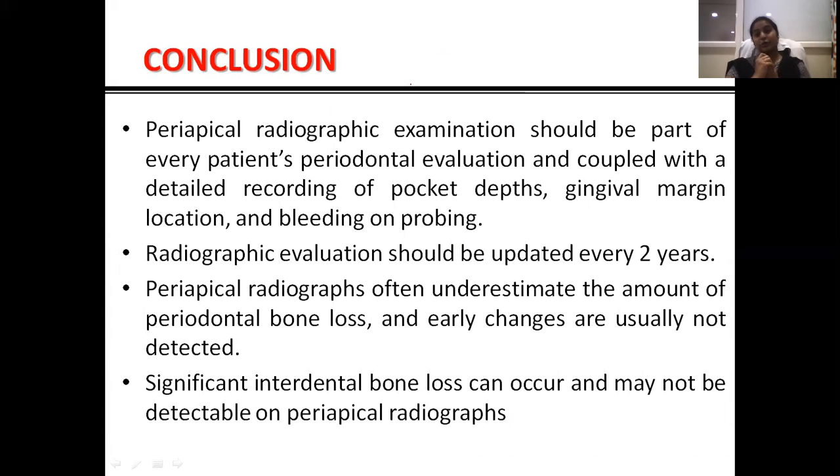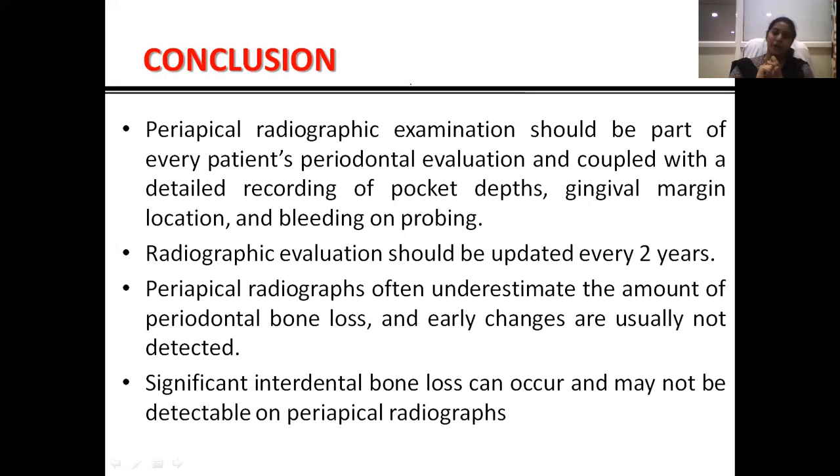Let's get into the conclusion of the topic. The periapical radiographic examination should be a part of every patient's periodontal evaluation, coupled with a detailed recording of pocket depths, gingival margin location, and bleeding on probing. The radiographic evaluation should be updated every 2 years. Periapical radiographs often underestimate the amount of periodontal bone loss, and early bone changes are usually not detected. So periapical radiographs are underestimating. Then we have to take the vertical bitewings in case of severe bone loss.